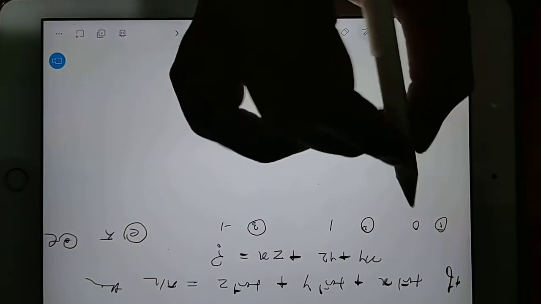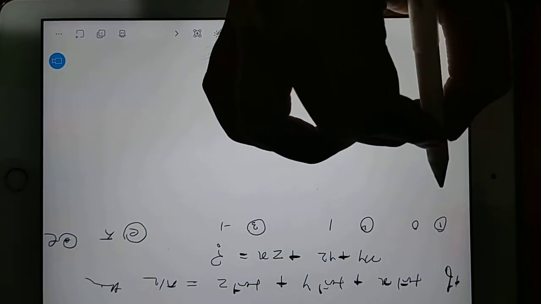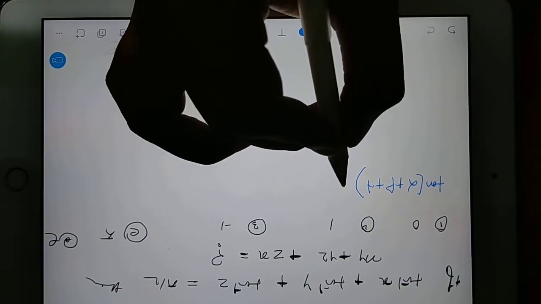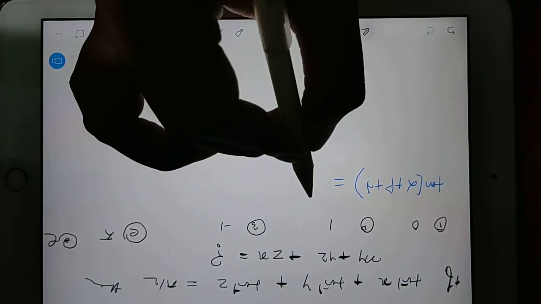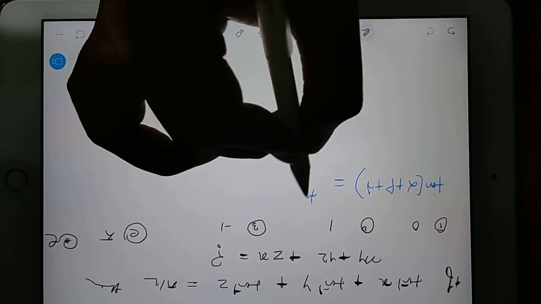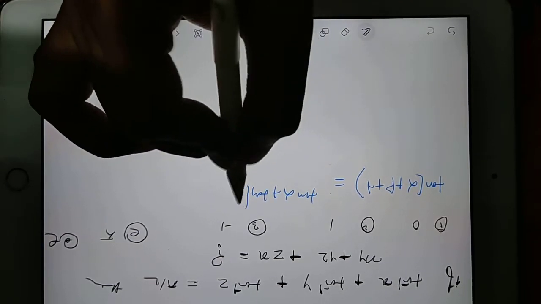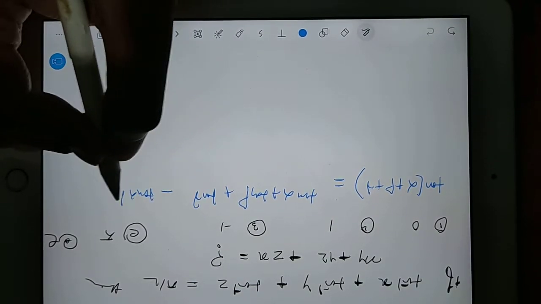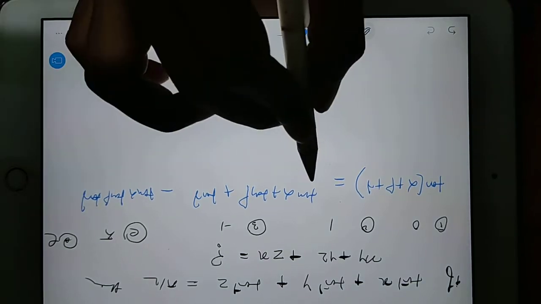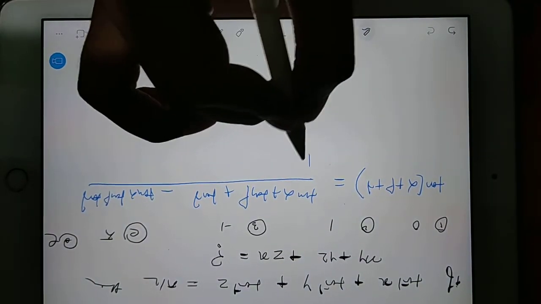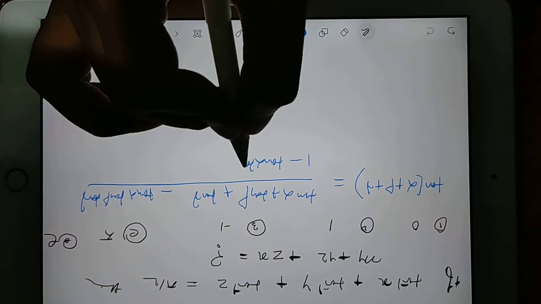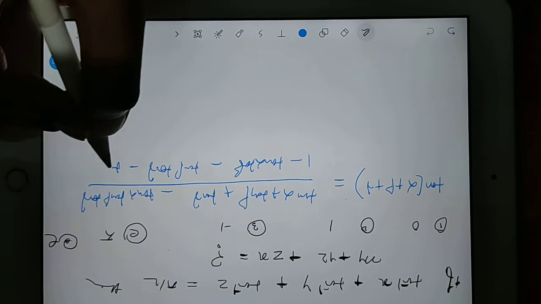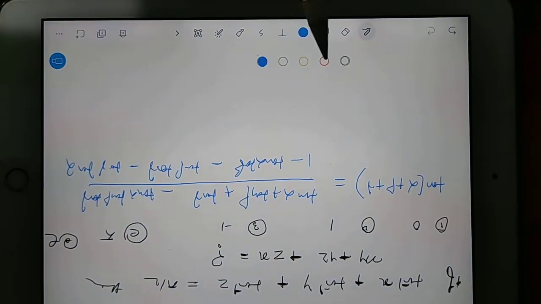We can break it in this way. The formula for tan of alpha plus beta plus gamma is tan alpha plus tan beta plus tan gamma minus tan alpha tan beta tan gamma, whole divided by 1 minus tan alpha tan beta minus tan beta tan gamma minus tan gamma tan alpha.